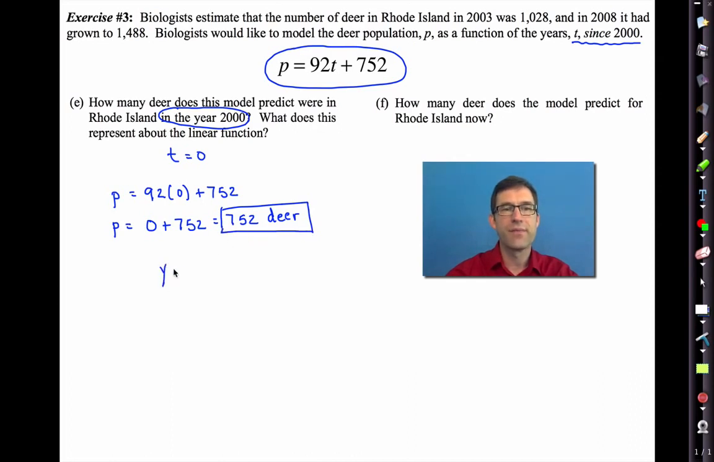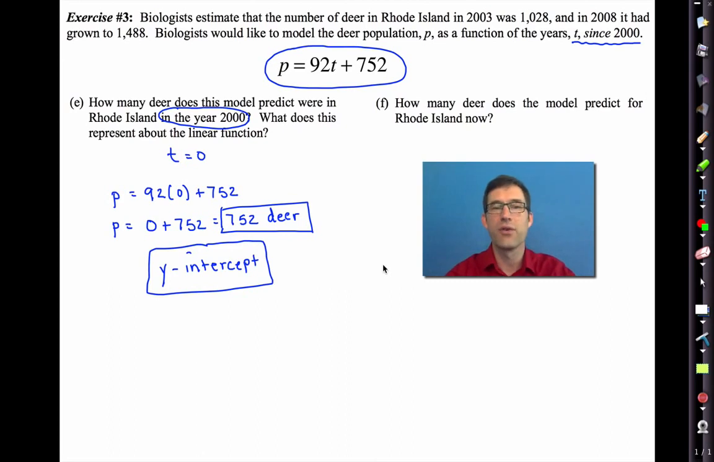And this is the y-intercept. Right, so if I were to draw a graph, it would start at a y value of 752.